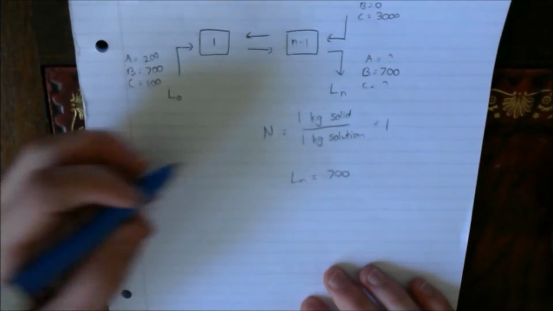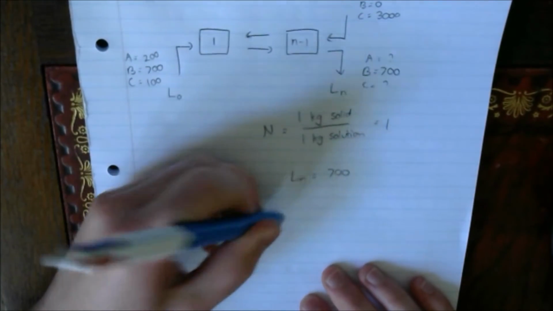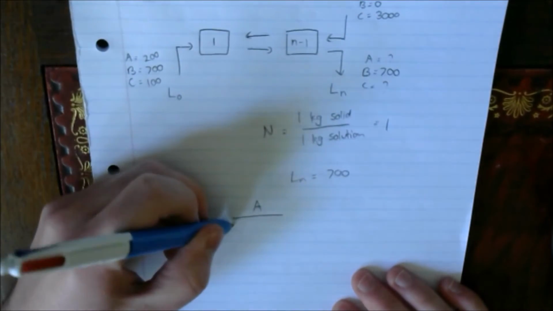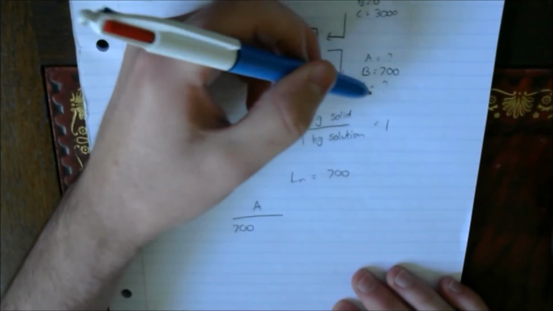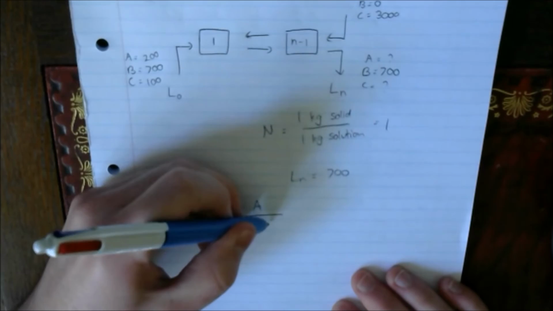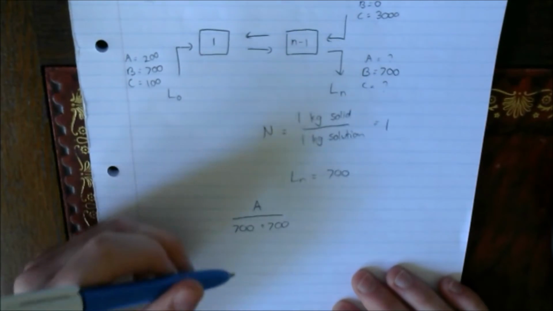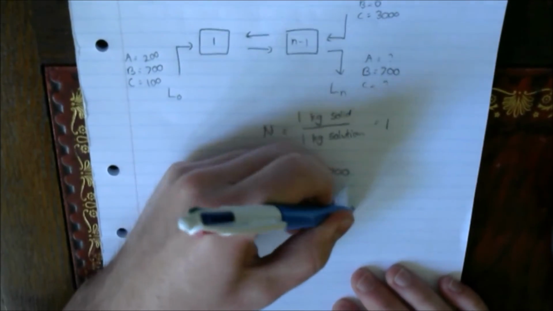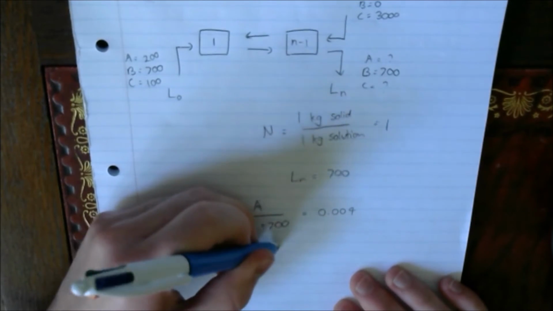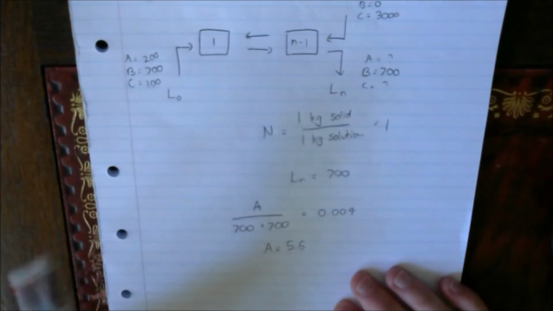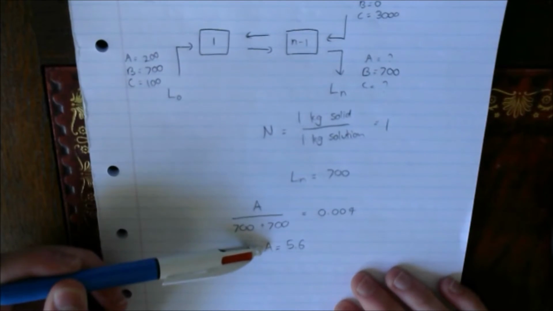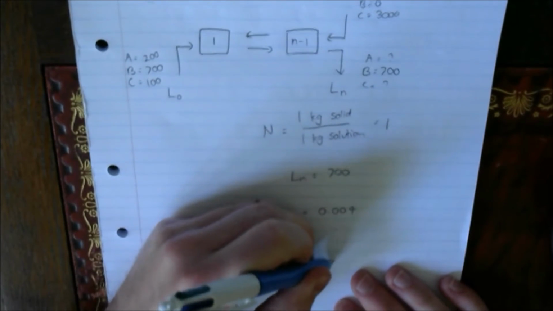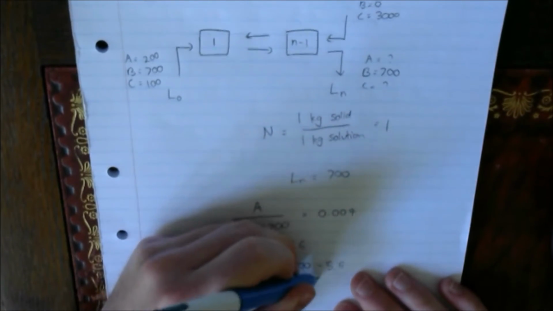So what that's telling us is that the amount of A divided by the total amount of material in that stream, well, that's going to be the amount of solid we have, 700, and the amount of solution we have as well, which we said earlier is going to be 700. So A divided by the total mass of material is going to be equal to 0.4%, or 0.004. And we can pretty easily solve for A. It's going to be equal to 5.6. And then we know that the total mass of solution in that stream is 700. So by doing a quick material balance, we can say that C is equal to 700 minus 5.6, which is equal to 694.4 kilograms.